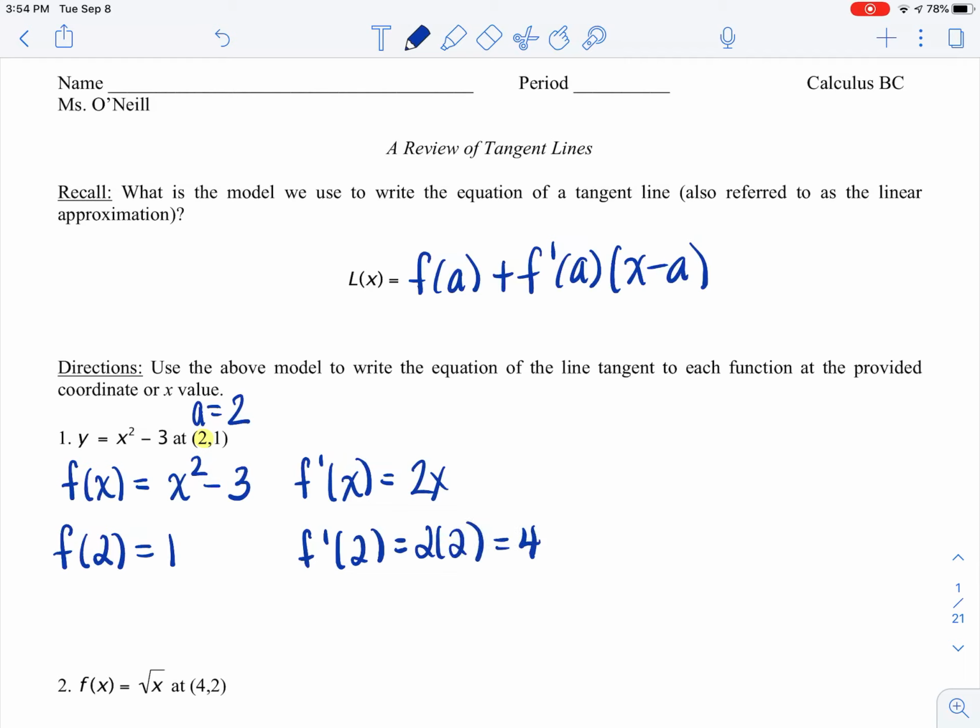So what am I going to need? I need the a value, which is 2. I need f of 2, which is 1, and I need f prime of 2, which is 4. So let me first write this out in general.